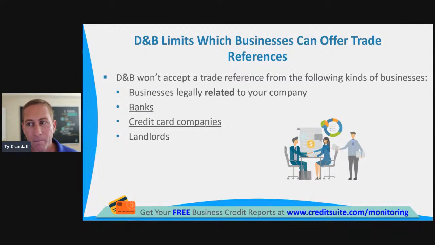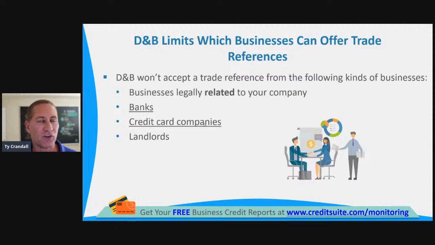Like you can't have other businesses you own or in your own circle basically report. That makes sense. Banks, credit card companies, and landlords, that's problematic. So you can't add any bank credit. You can't add any other credit cards that aren't reported. You can't add landlords. You can't add lease payments and rent payments. So think about this, because there's a lot of stuff you may want to add that you can't add, and that will change your decision on whether to go and pay them to add trade references or not.